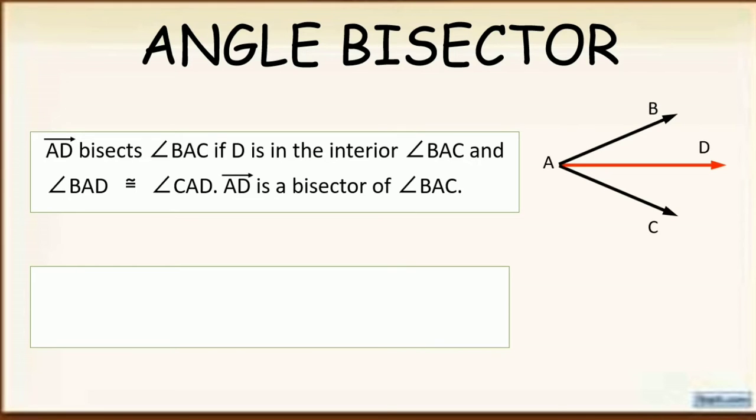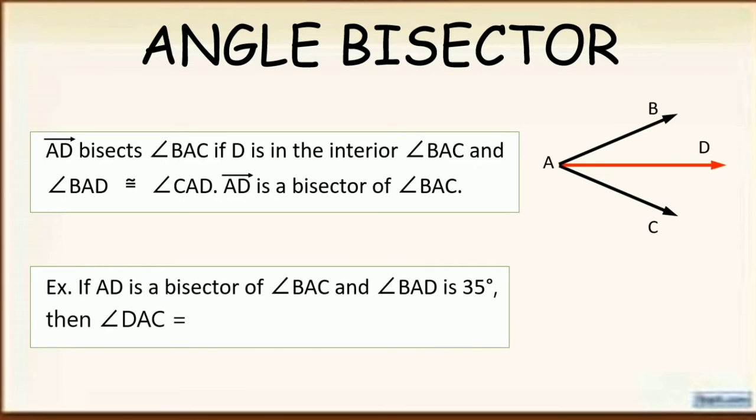So referring to this illustration, angle BAC. Let's say ray AD bisects angle BAC if point D is in the interior of angle BAC and angle BAD is congruent to angle CAD. So kung si point D po ay nasa loob ni angle BAC at kung si angle BAD ay congruent to angle CAD, therefore ray AD, itong red ray po, is a bisector of angle BAC.